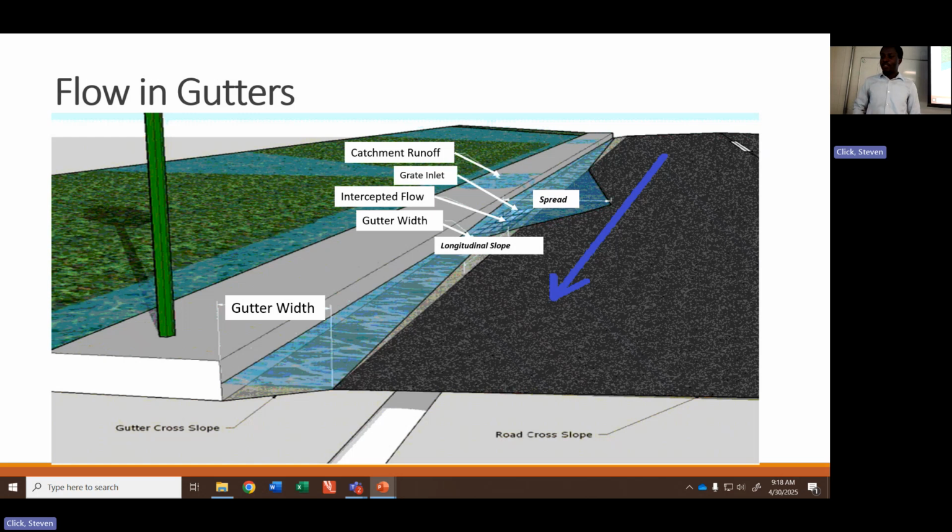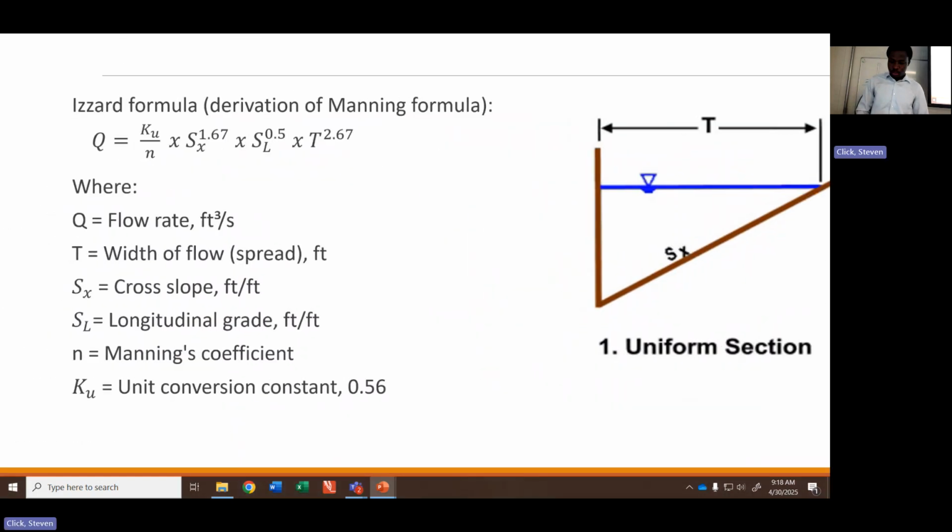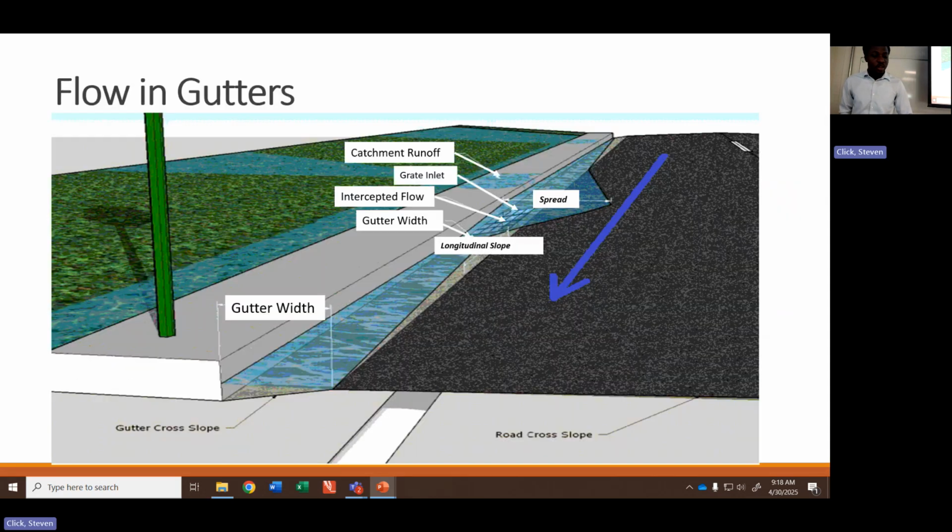Here's an image of some of the various components that we consider for flow in gutters. We have the longitudinal slope, a component of the roadway that's designed when you are working on vertical curves. We have the catchment runoff. That's rainfall from the various areas outside the roadway, areas along the edge of the roadway, that's directed towards the gutters. We have the spread.